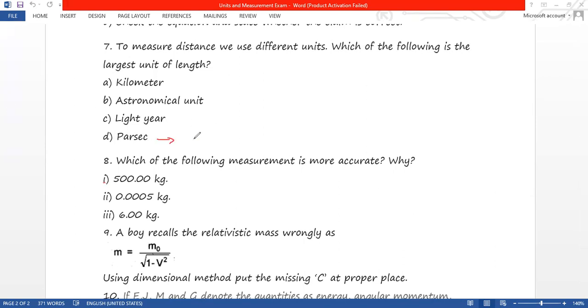What is parsec? It is 30 trillion kilometers. Clear, right? Not billion, trillion. It is approximately 3.26 light years. So this is the largest unit to find the measurement. Clear, right? To measure distance, we use different units. Which of the following is the largest unit? It is parsec. Clear, right? One parsec is same as 3.26 light years.